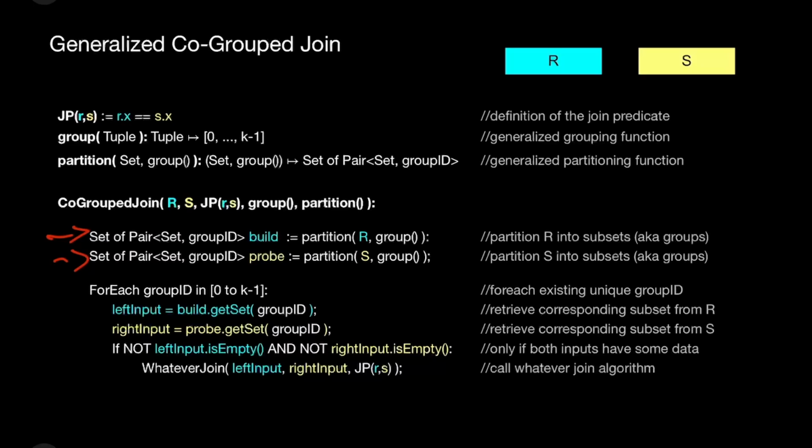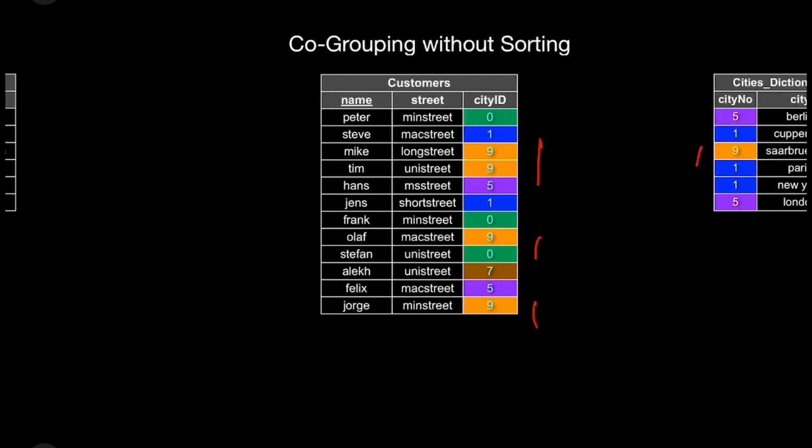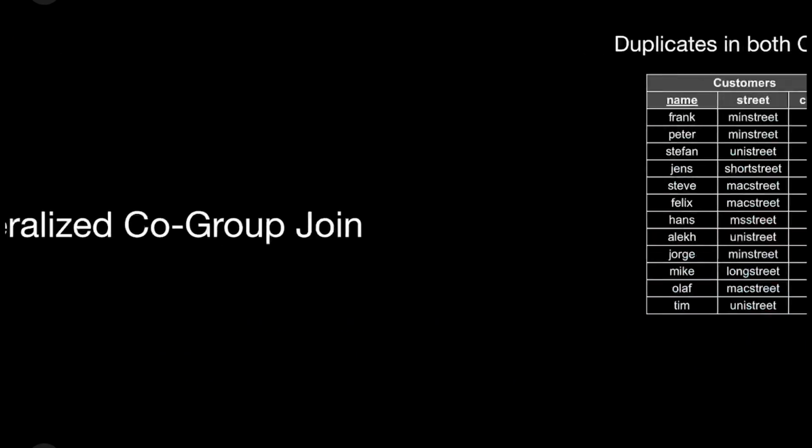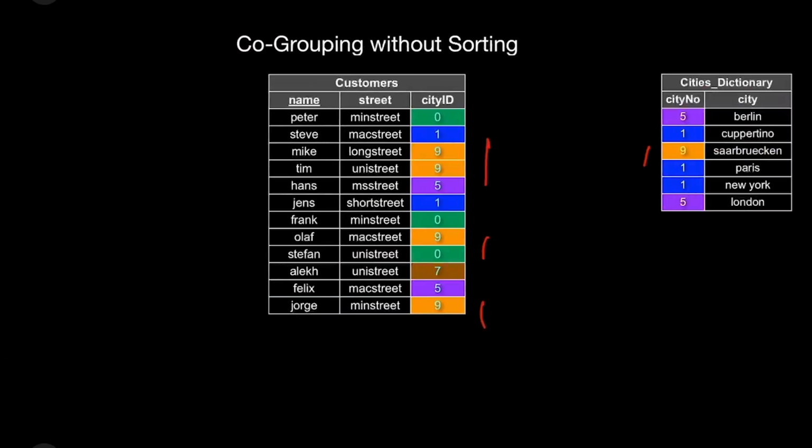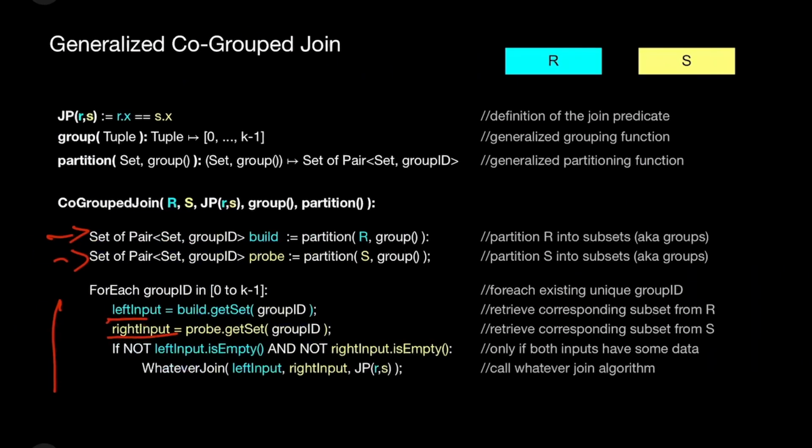And then for each group ID, or for each co-group, you do something. You have the left input, you have the right input. That's basically what I denoted here where I scribbled the co-groups. That's the left input here, that's the right input, and that's my co-group here, one of these tuples. That's what we're looking at in this algorithm. Then you can check whether one of those is empty. Then it doesn't make any sense. You don't have to continue.